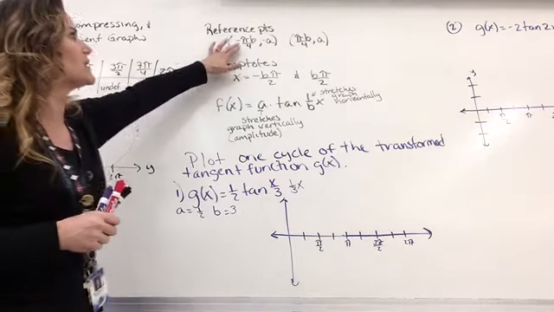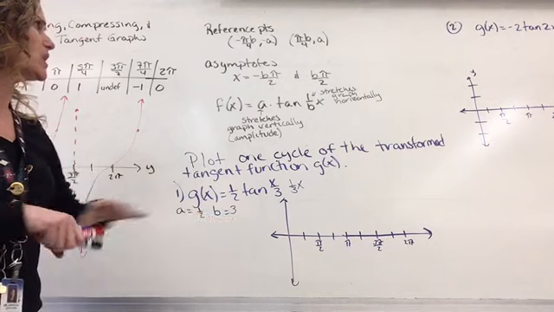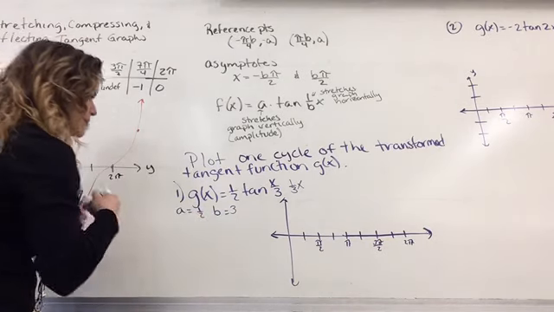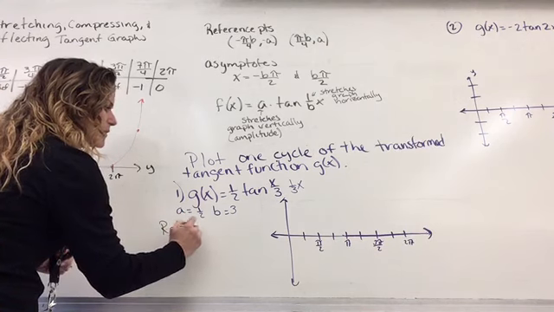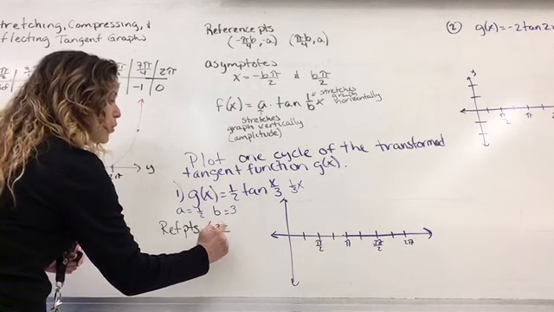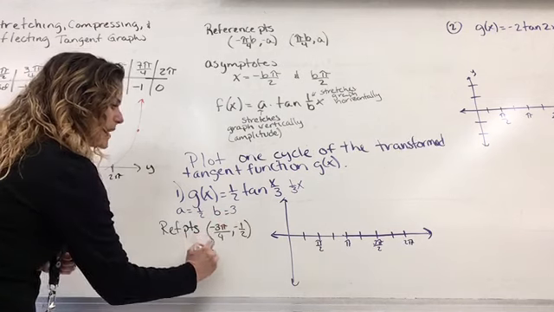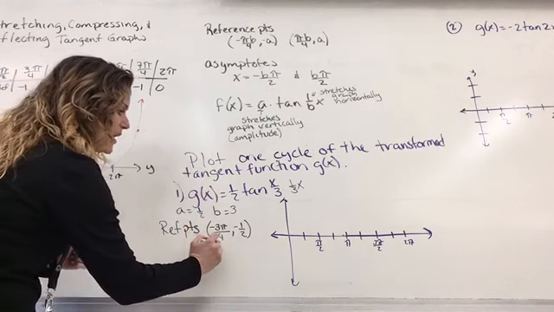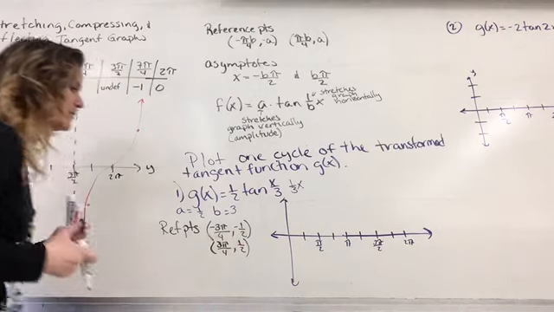So our reference point says negative pi times b divided by 4. Well, b is 3, so my reference point becomes negative 3 pi over 4, comma, negative a, so negative 1/2. My other reference point is just the positive of that, because remember, these are very much in patterns.